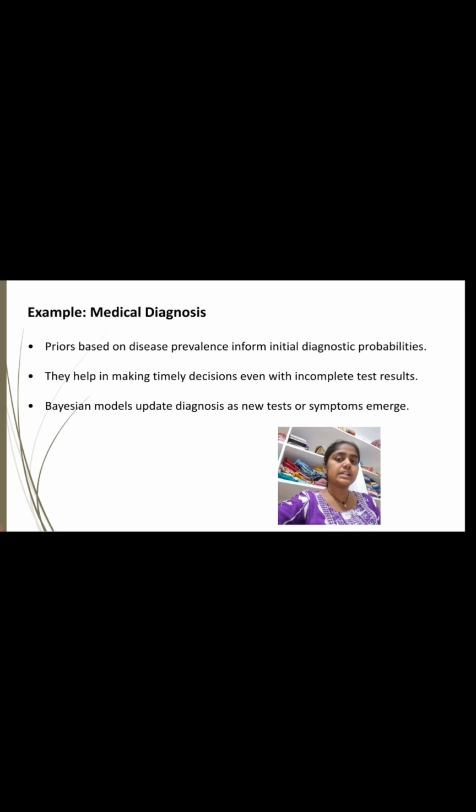Example: medical diagnosis. Priors based on disease prevalence inform initial diagnosis probability. They help in making timely decisions even with incomplete test results. Bayesian models update the diagnosis as new tests or symptoms emerge.